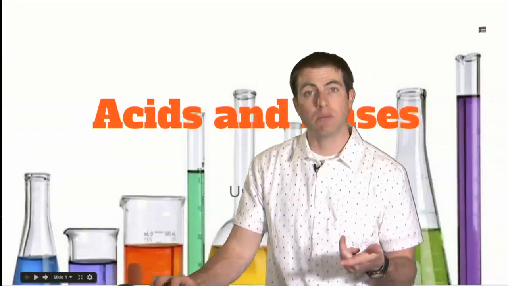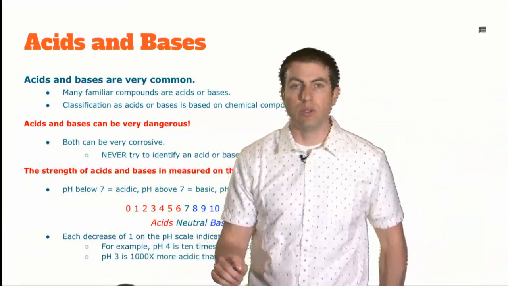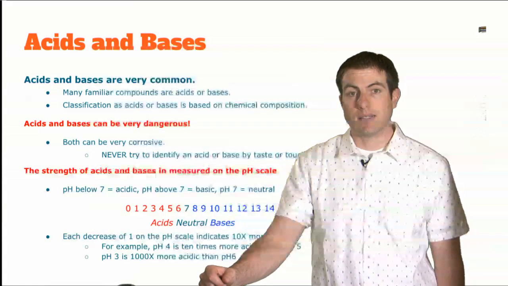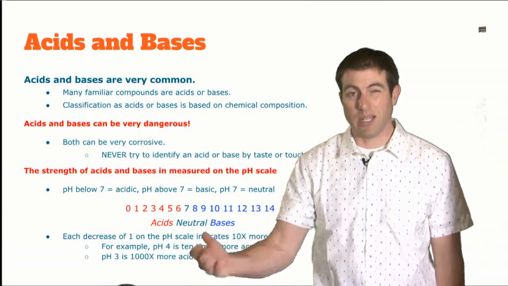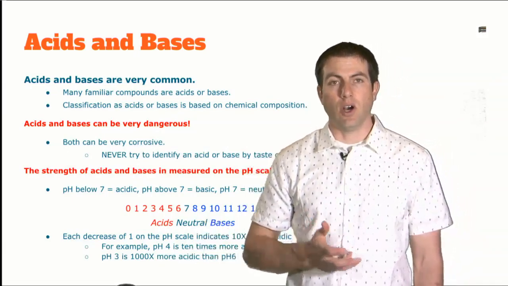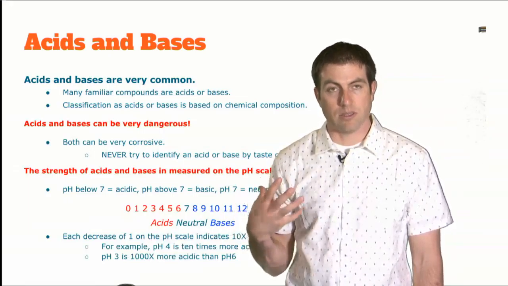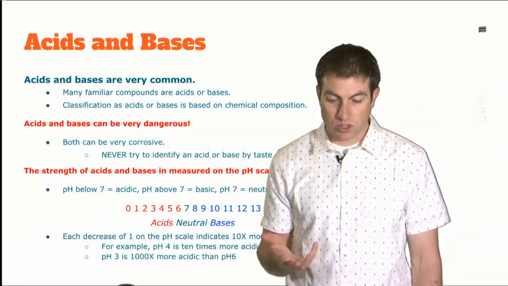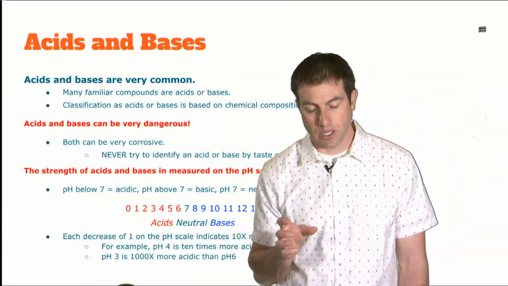Now, of course, we talked about acids and bases a little bit when we started dealing with neutralization reactions, because we needed to be able to identify what an acid was and what a base was. So in order to identify those things, we had to do this stuff already. Acids and bases are really common. You have tons of acids and bases in your house. You have acids and bases in your body, keeping everything working properly. And we basically look at their chemical structure in order to figure out if it's an acid or a base.